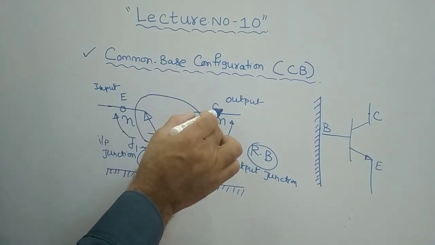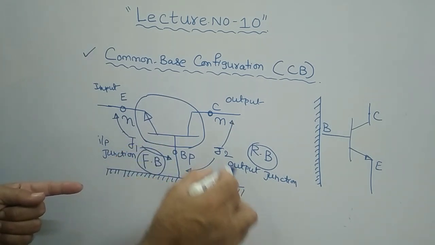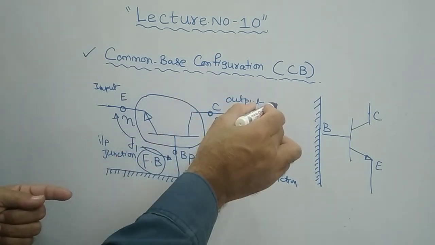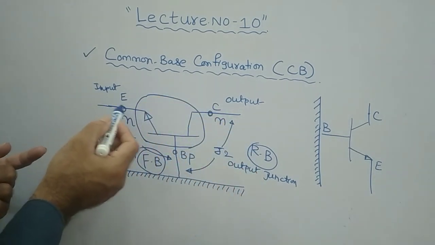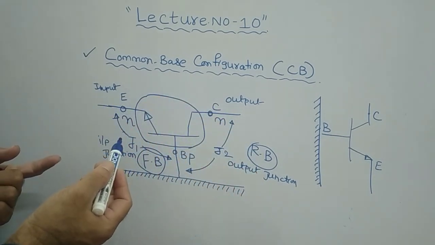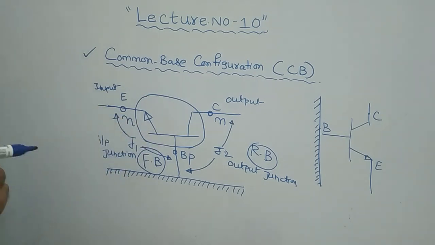No confusion at all. Therefore, in common base, base is kept at common, therefore collector must be taken as output. So this is the output terminal. Obviously, what is the remaining one? Emitter. Emitter itself is the input. I think some people may get confused in remembering all this. Nothing to confuse actually, very simple.